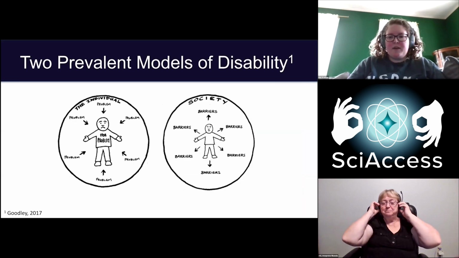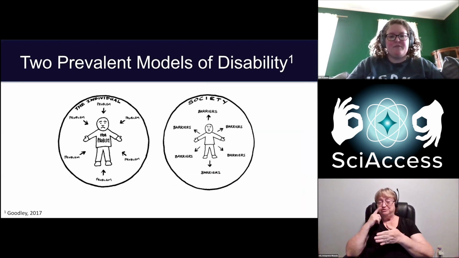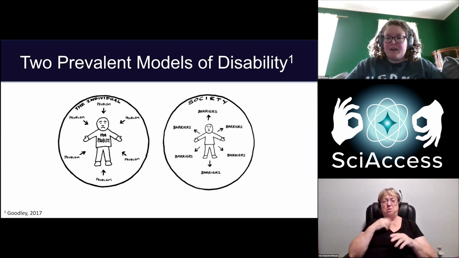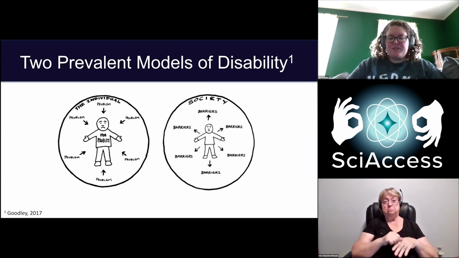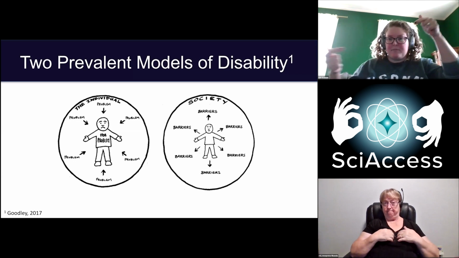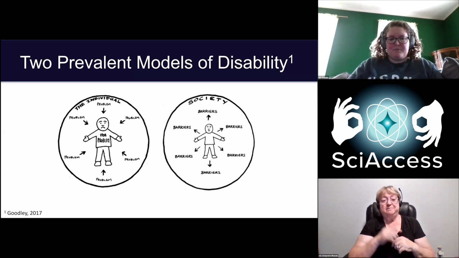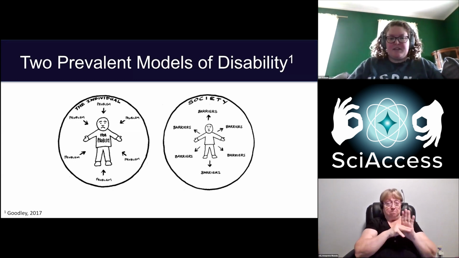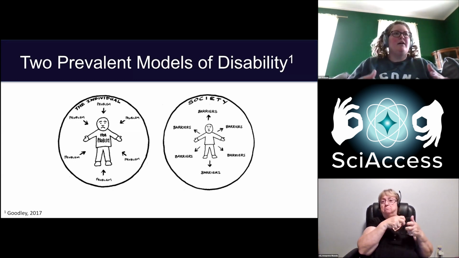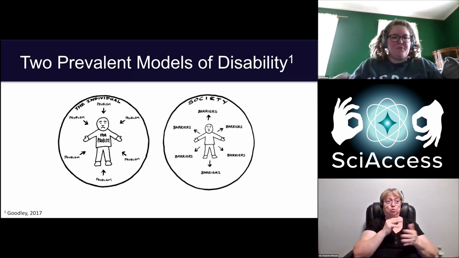Before I get into a little bit about our methods for the literature review, I would like to start by talking about two prevalent models of disability. If you look at the picture on the left-hand side of the screen, you'll notice that there is a person wearing a shirt that says the problem. Additionally, there are arrows pointing towards them labeled as the problem. So in the individual or medical model of disability, the person who has the disability is seen as the problem. They are something that needs to be changed or remediated, and the burden of that change falls to the individual, usually through medical technology or medicine or things in the medical field.